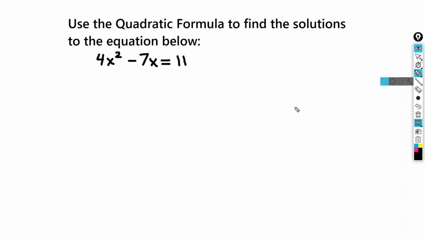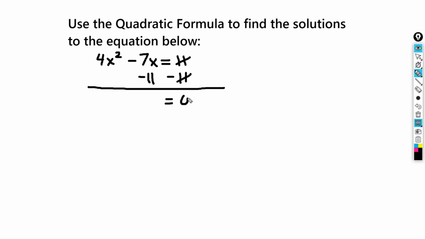Okay, in example 1, we're going to use the quadratic formula to find the solutions to the equation below, which is 4x squared minus 7x equals 11. Now, the first step is to make sure that one side of the equation equals 0. So we're going to get rid of this 11 by subtracting 11 from both sides. Now 11 is not like negative 7x or 4x squared, so we can't combine it. On the right hand side, these will effectively cancel out. You'll get one side equal to 0, which is what we want.